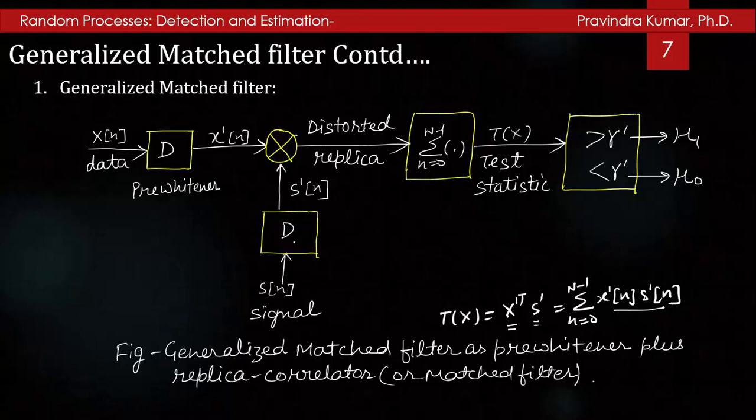This test statistic is compared with the threshold value gamma dash. When it is greater than gamma dash, we decide in favor of H1, and when it is less than gamma dash, we decide in favor of hypothesis H0.